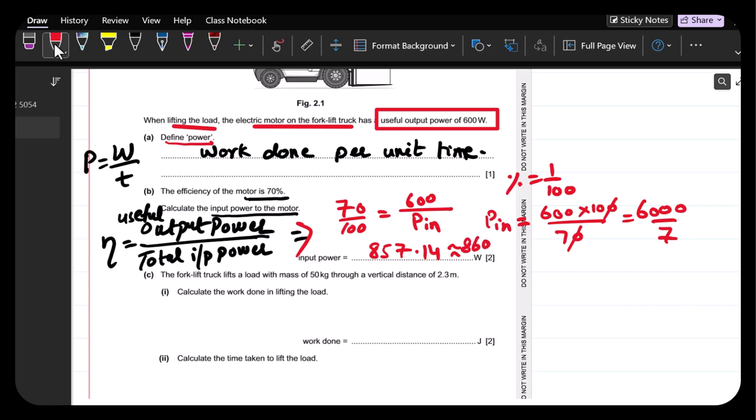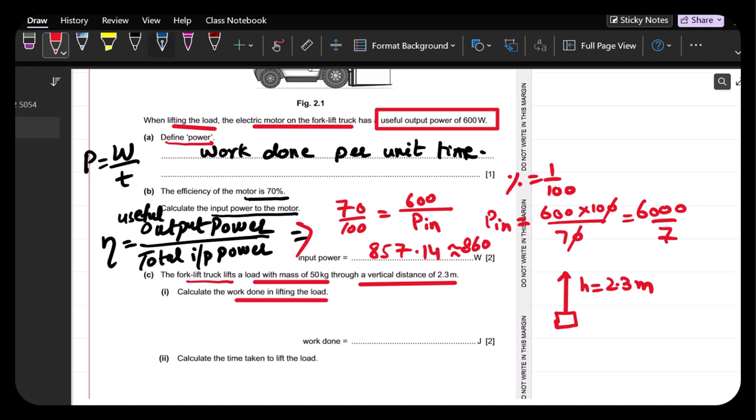Now part C. The forklift truck lifts a load with a mass of 50 kg through a vertical distance. So it means this is a mass, you can assume it is lifting in the upward direction. Its height is 2.3 meters. So work done in lifting the load.